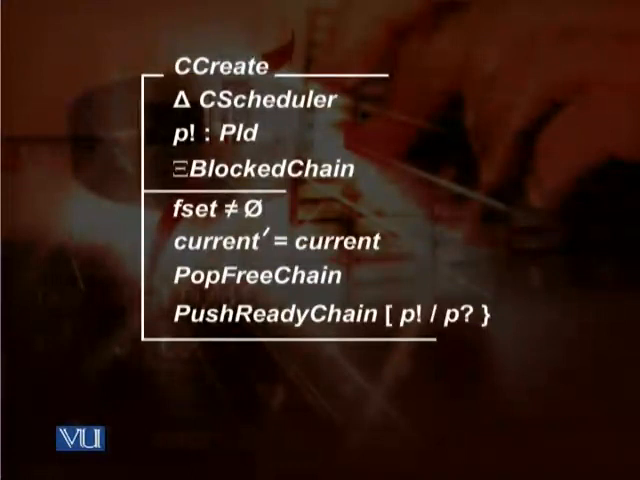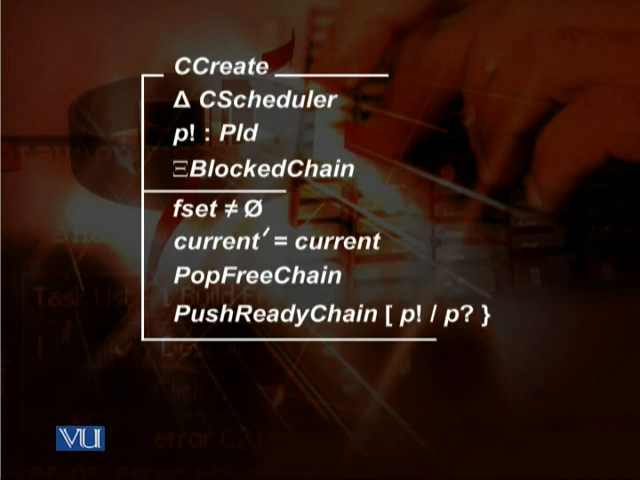Now we have this C create, which once again updates the scheduler. In this particular case, it does not change the blocked chain. The free set cannot be empty, only then can we allocate a PID. Current is equal to current, it does not change. Free, we pop from the free chain one element and it gives us the element at the top in the start, and we push that element, that PID, to be the ready, and that's what we have.